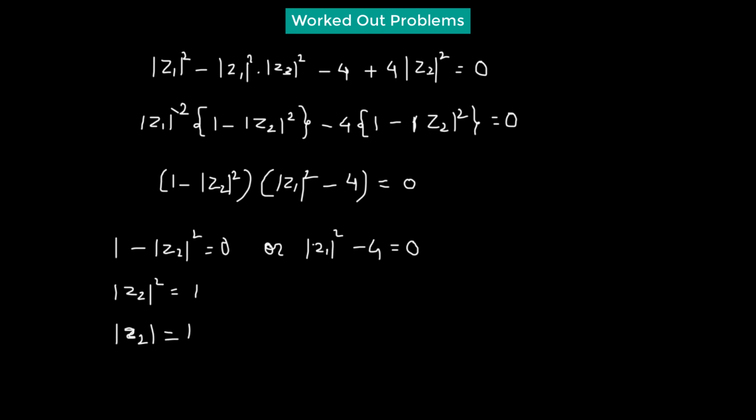But in the question itself, it's given that this cannot be equal to 1, so we reject this one and go on to the next solution, which is the absolute value of z1 squared is equal to 4. Taking the square root on both sides gives us the absolute value of z1 to be equal to 2.